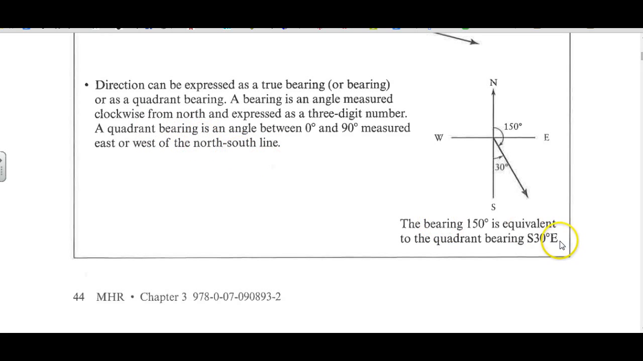We can also describe it as the quadrant bearing. And so again, we don't need to know the names, but we need to be able to represent or recognize what each one is telling us. In the case of the quadrant bearing, it tells us something like start at the south, move 30 degrees towards the east. And so you can see that both of these are representing the same value. I start north and go 150 degrees around clockwise, or I start at the south and go 30 degrees to the east. I end up at the same point.